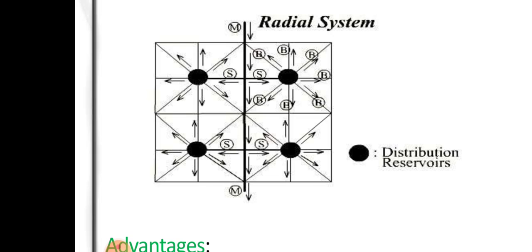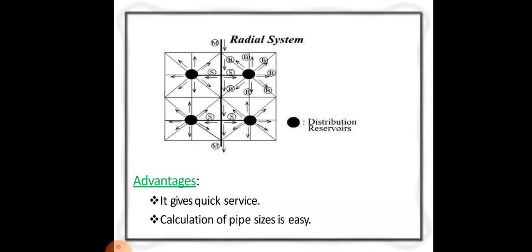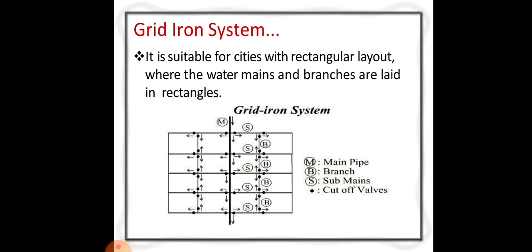So this is a process where it will give a quick service without much loss of head, and also the design calculations are simple in this case. Even that design means the size of the pipes. We have to design the sizes of the pipes. So this design is comparatively simpler in the case of a radial system.